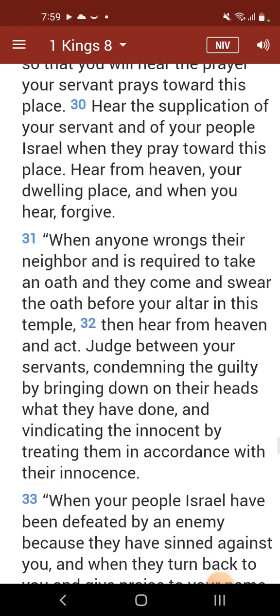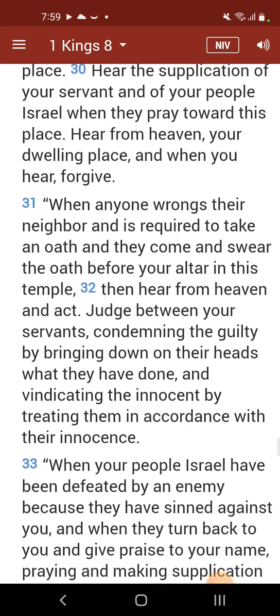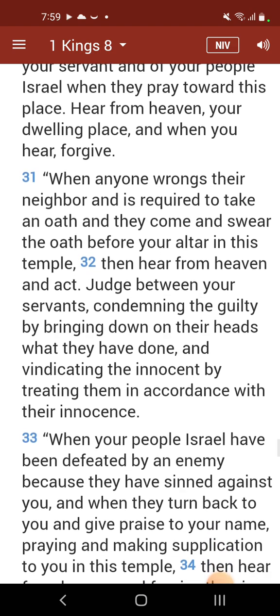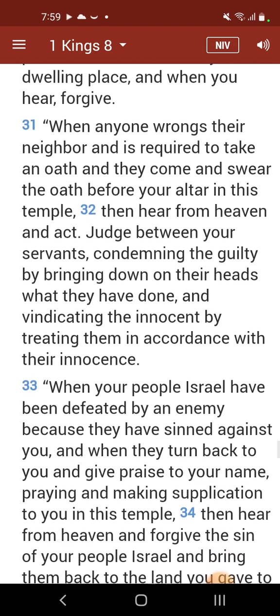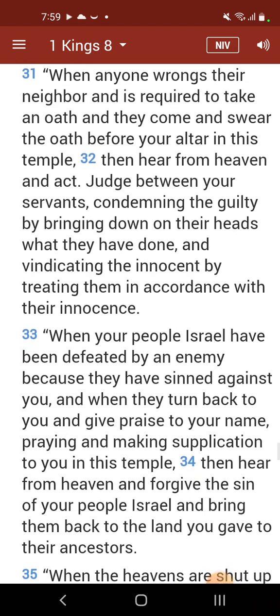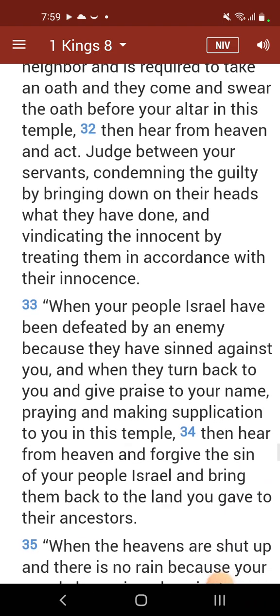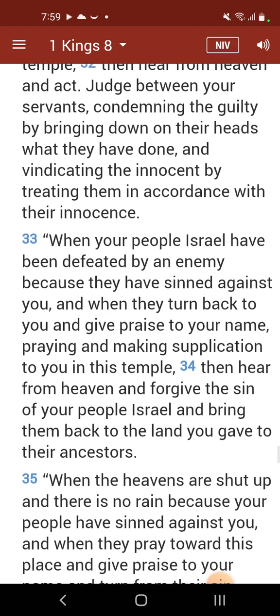When anyone wrongs their neighbor and is required to take an oath, and they come and swear the oath before your altar in this temple, then hear from heaven and act. Judge between your servants, condemning the guilty by bringing down on their heads what they have done, and vindicating the innocent by treating them in accordance with their innocence.